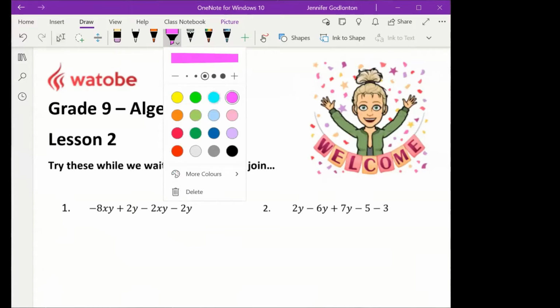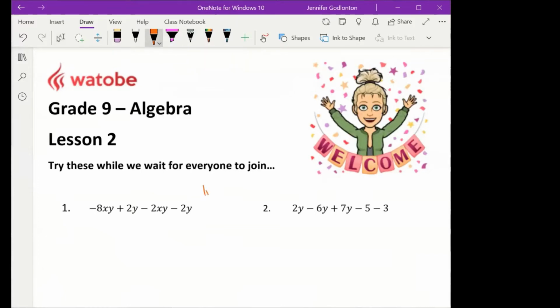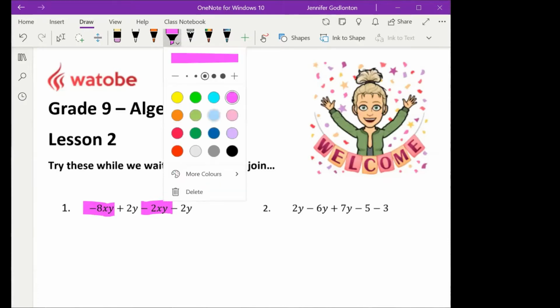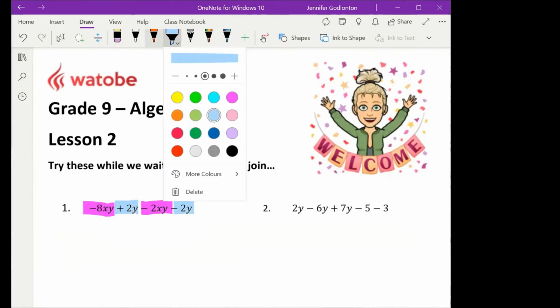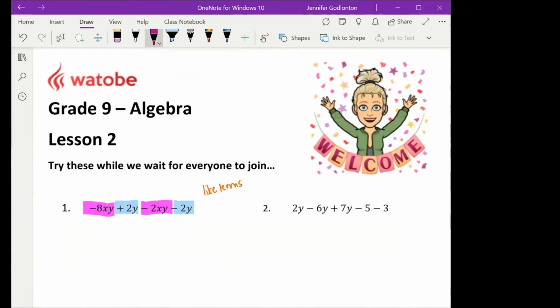The first thing we want to do is find our like terms. And remember, for our like terms, our variables have to be the same, and the exponents of all of our variables have to be the same. In this situation, I've got negative 8xy minus 2xy, and my other like terms are 2y minus 2y. Negative 8 minus another 2 is going to give me negative 10xy.